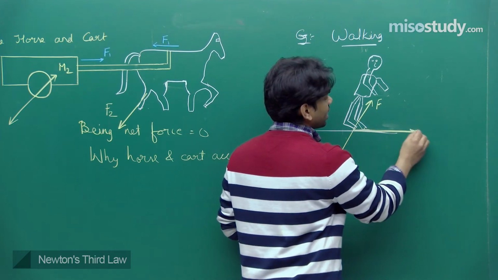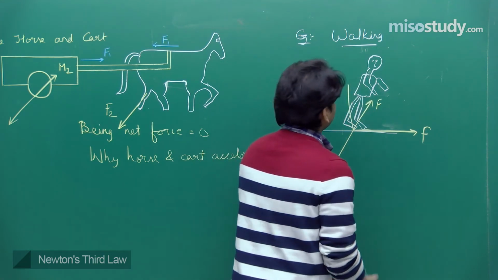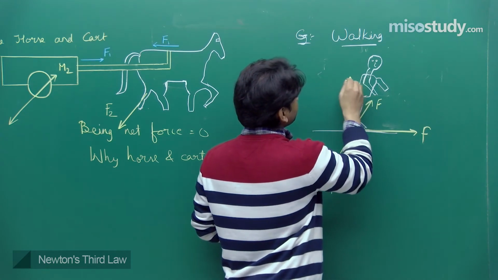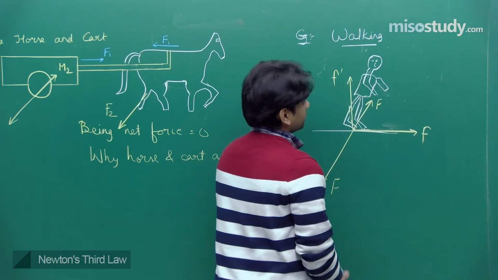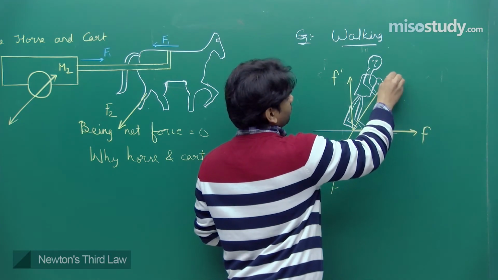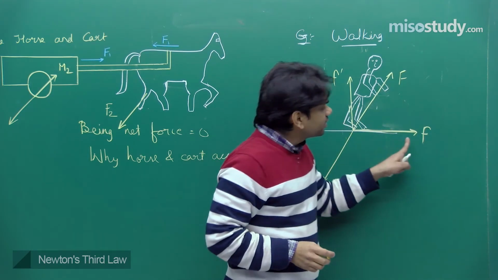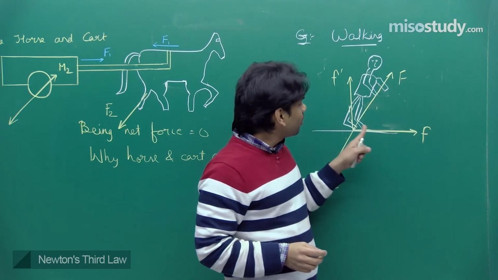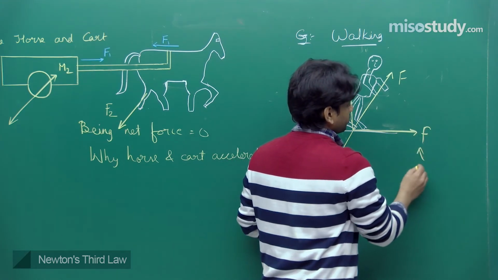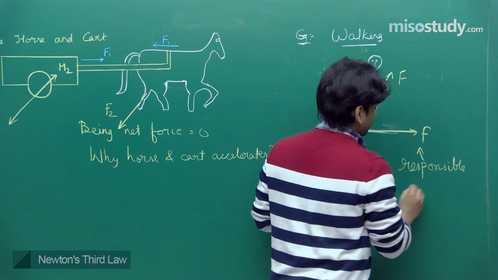One component is shown in this direction, let us call that small f, and one is in the vertically upward direction, which will be shown as f dash. Let me mark this more clearly so that you may have a better understanding. F has two components as shown here. Now see, this forward component of the force that the ground applies is responsible for walking.